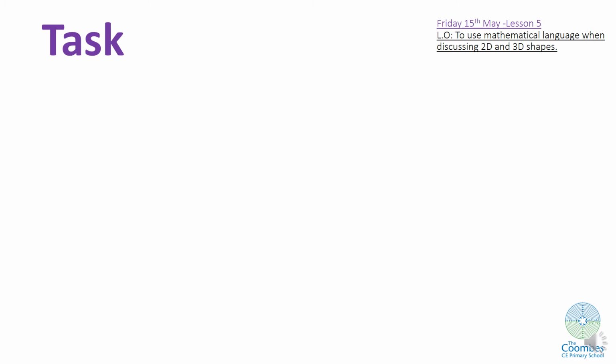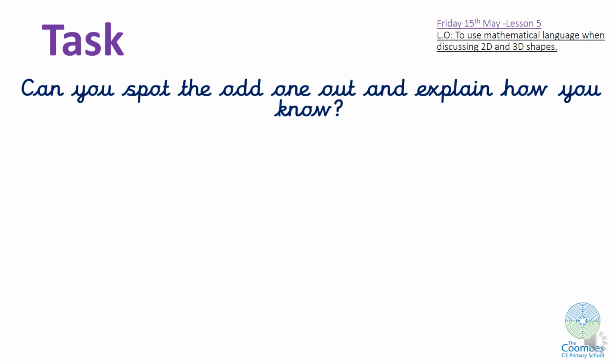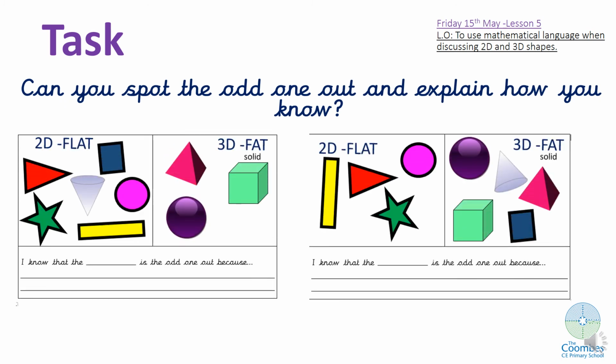Okay then, so your task for today is to spot the odd one out on these tables. So you have a document that you could print out or you could draw yourself, and there are 2 tables. One of the tables has got a 3D shape in with the 2D shapes, and the other table has got a 2D shape in with the 3D shapes. What I would really like you to do is to spot the shape that's in the wrong place and then use your oracy skills to explain how you know that shape is in the wrong place.